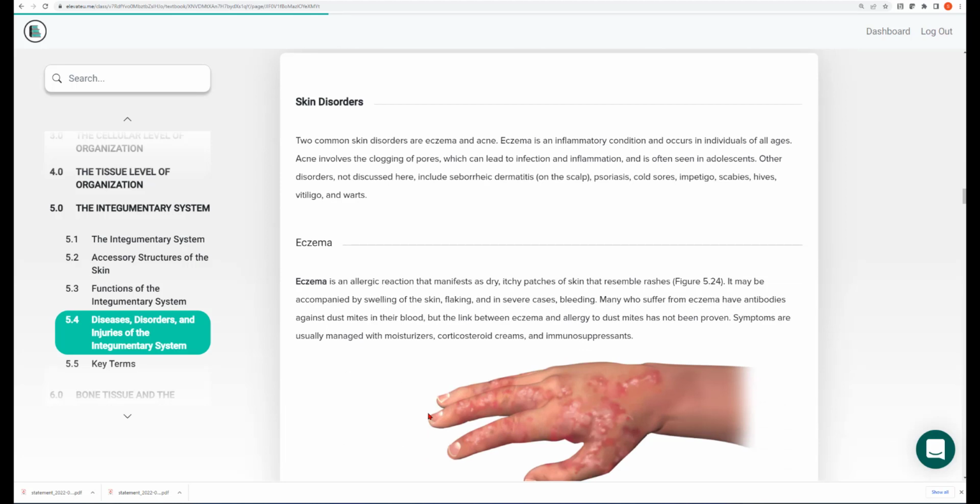What are a couple of other relatively common skin disorders? We probably have all dealt with acne. I'll talk about that in a minute. The other one is eczema. We hear about eczema on TV. You may know some people with eczema. So let's talk about eczema first.